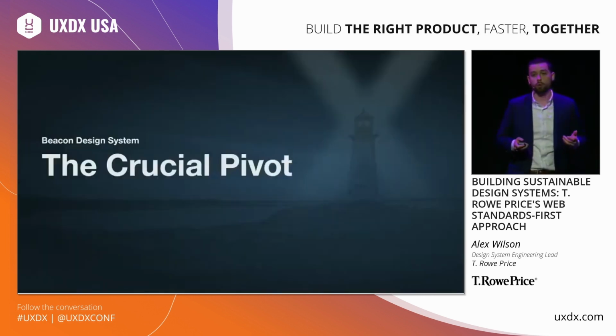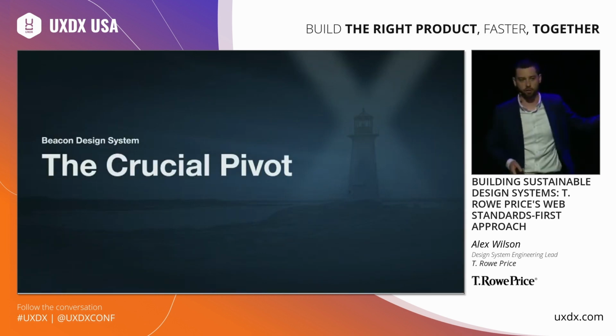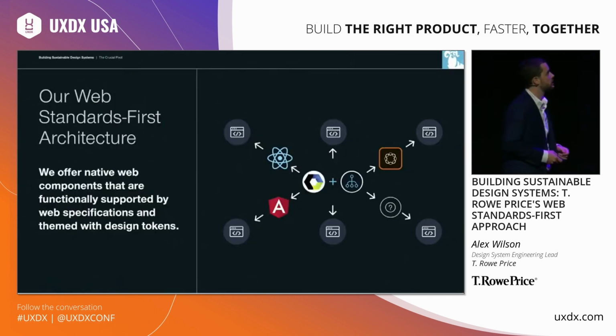So this brought us to the point where we needed to have a crucial pivot. We needed to make some change based on all of these learnings, and that change led us to our web standards first architecture. And this is one that I'm really proud of, that we've really worked hard on. Here we offer native web components that are functionally supported by the web specifications and themed with design tokens. So we kept those design tokens around, but we changed the vehicle by which we send the design system out to our consumers.